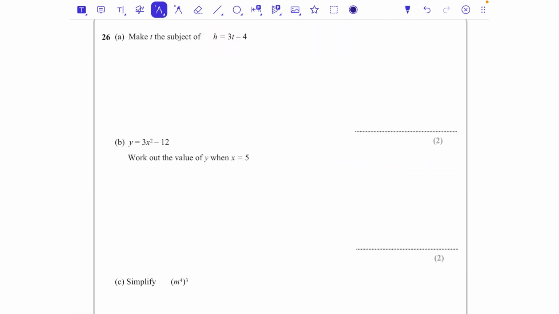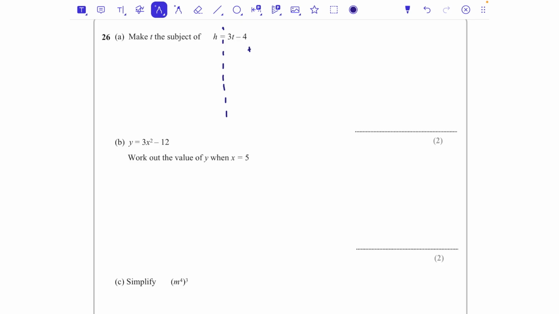And last but not least, question number 26. So for part A, make t the subject of h equals 3t minus 4. If we're changing the subject of the formula, it's a little bit like solving equations. We're just going to move stuff around until we've got that t on its own. At the minute, h is the subject of the formula because the h is on its own and everything else is on the other side. I want the t to be on its own.